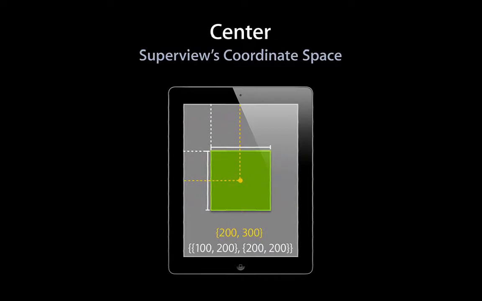So that defines the location, but what defines the size? Well, that's where bounds comes in. And in fact, bounds is a rect. It's a CGRect, so it has both an origin and a size. But for the purpose of computing frame, the only thing that matters is the size of the bounds. So we'll look at that first and leave bounds origin for a little later.